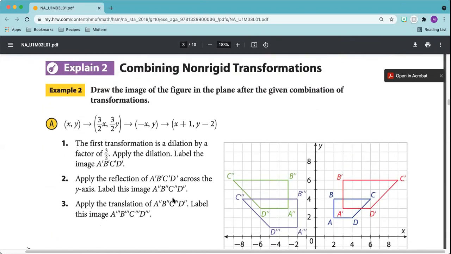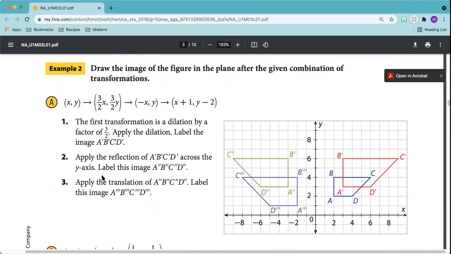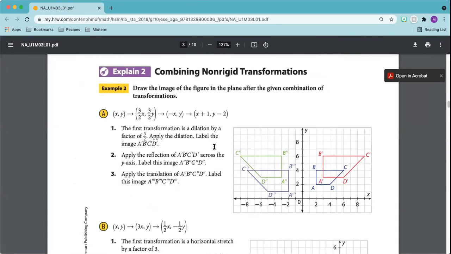Combining non-rigid transformations. So we haven't really done a lot of non-rigid transformations. I'm going to do one after we go through this, so don't worry too much. But we have here, draw the image of the figure in the plane after the given combination of transformations. So I prefer seeing my stuff this way. Why isn't it letting me? There we go.